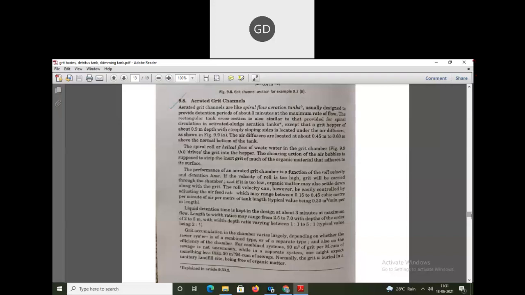So basically it is an aerated grit channel. Here air diffusers are present, therefore the name aerated grit channel. The detention period here is a maximum of 3 minutes, and there is also a grit hopper. So there are different types: one is the horizontal flow type, and the other is the aerated grit channel.